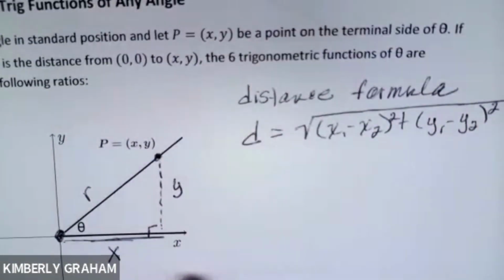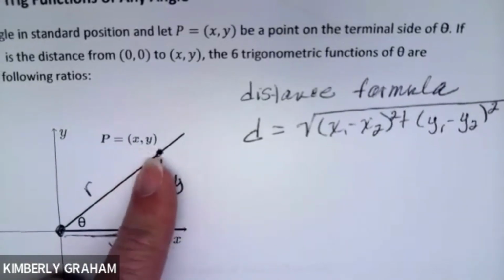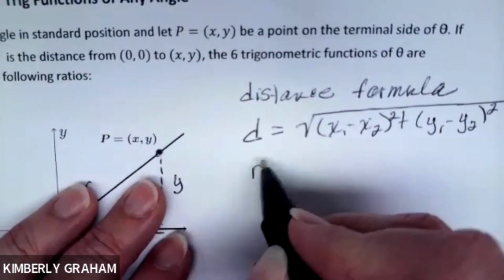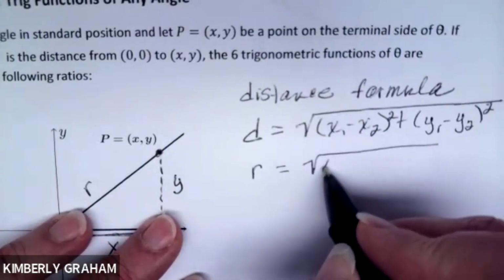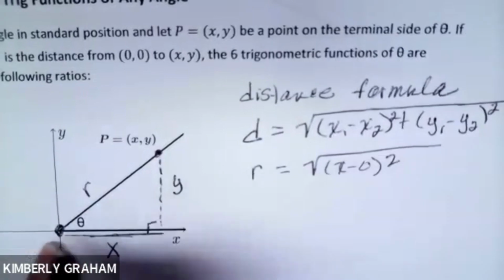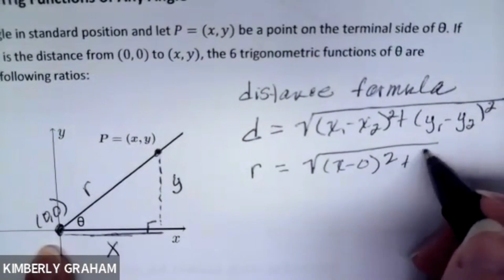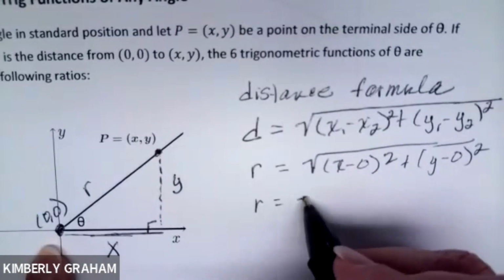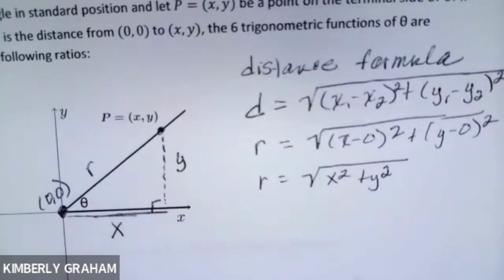Now, we don't want to use d for distance. What we're going to do is call this r, and you'll see why a little later on here. This distance r is going to be the square root of (x minus 0) squared, because this is the point (0, 0), plus (y minus 0) squared. So this is just going to simplify into the square root of x squared plus y squared.